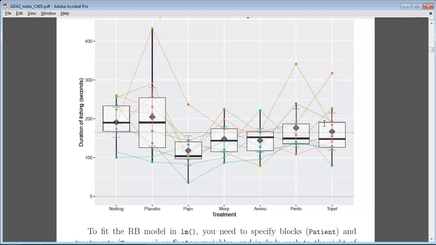A lot of these other treatments visually do basically better than no drug or the placebo, but statistically we don't have enough evidence to say that they're different. We have evidence to say PAP-V is better than the placebo, and some marginal evidence to say that it's better than no drug. But everything else seems, at least statistically, to be roughly equal. All right.